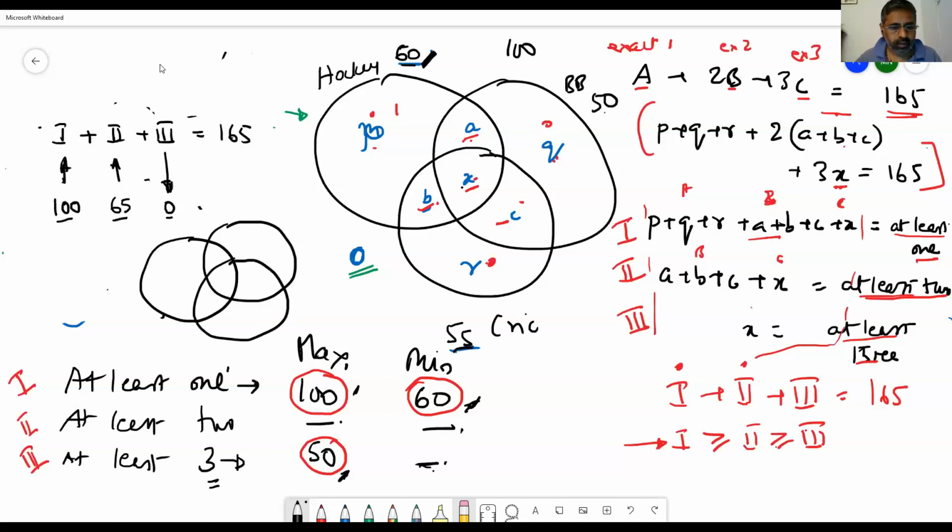The minimum value here is 60 and the maximum is 100. Let's try 0 here. These two put together should be 60, these two are 65, so outside should be 35. We'll have to figure out whether this is possible, wherein 100 is given to at least 1. What is exactly 1? Exactly 1 is this minus this. This minus this is exactly 2. So exactly 2 is 65 here, and exactly 3 is 35 here.